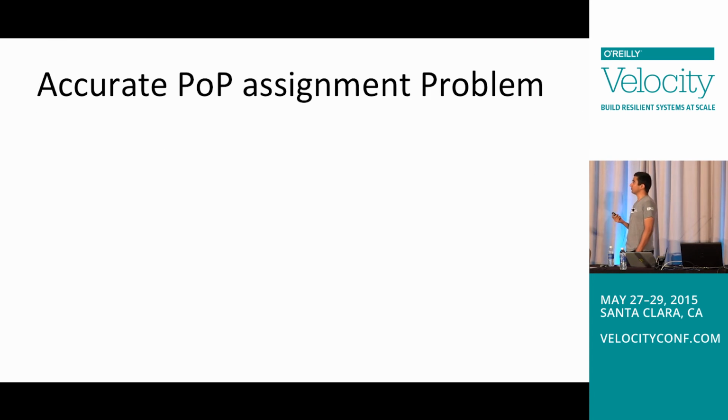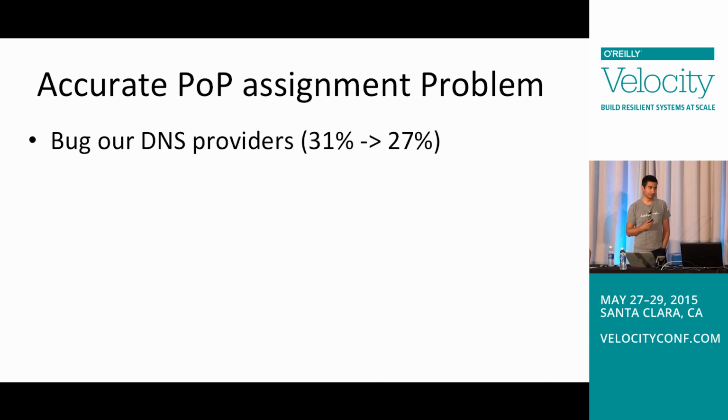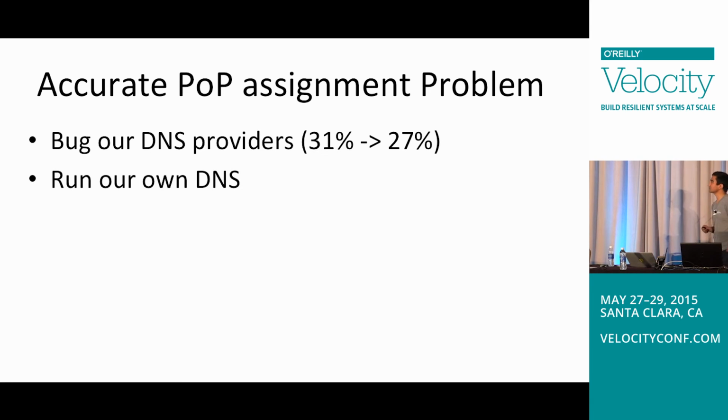What is the accurate POP assignment solution, right? We could do a few things. We could bug our DNS providers that, hey, your assignment sucks, please help improve it. And we did that, and it helped a little bit. They upgraded their IP to geo databases, and it helped reduce the suboptimal assignment from 31% to 27%. But again, still 27% were suboptimally assigned.